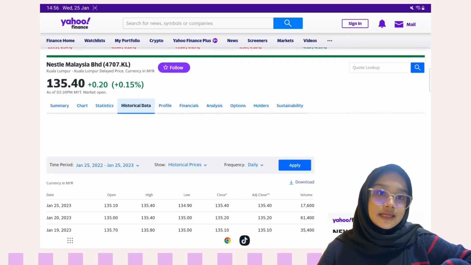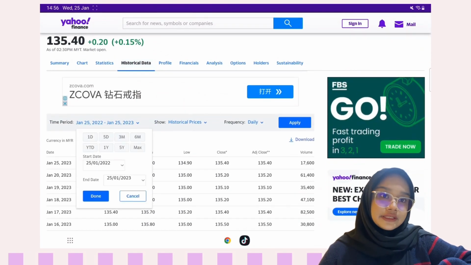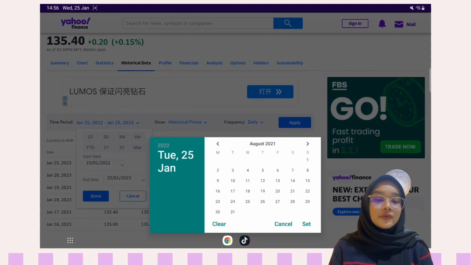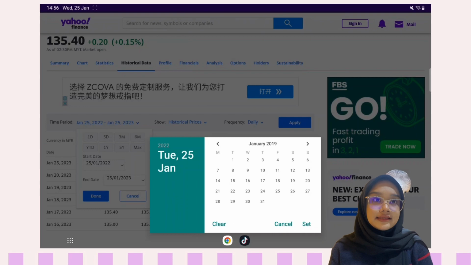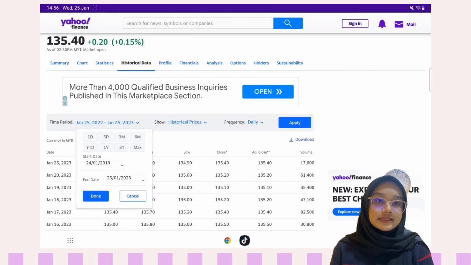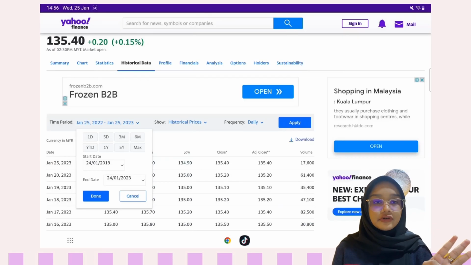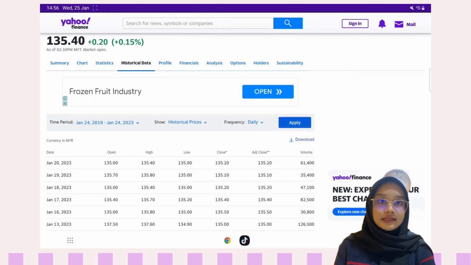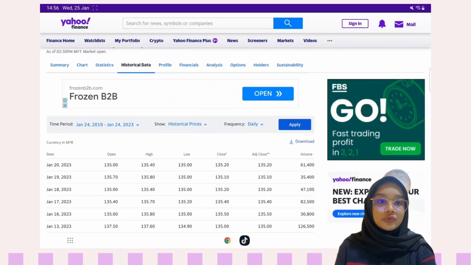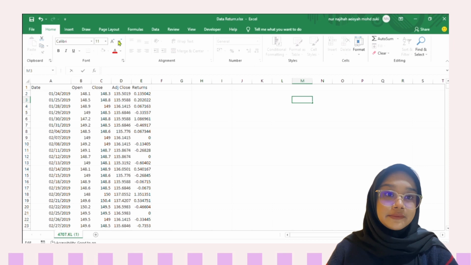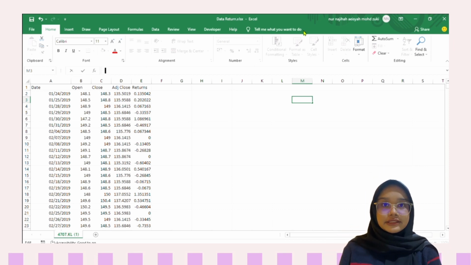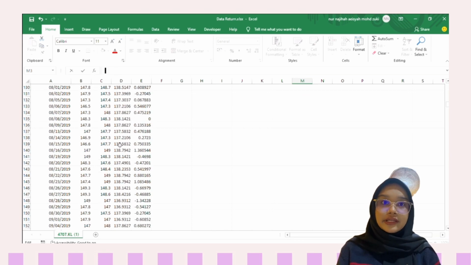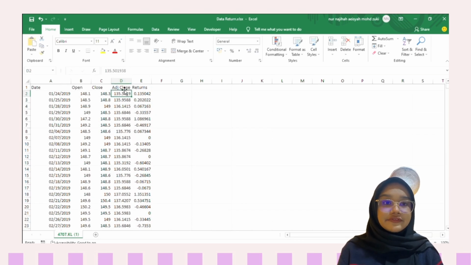Based on the question that asked us to find a set of financial time series data, we decided to use Nestle Malaysia Berhad. The data was taken from Yahoo Finance within 4 years, starting from 24 January 2019 until 24 January 2023. But before we start to analyze the data using ARCH and GARCH and decide the best model for our data, there are a few steps for us to follow.